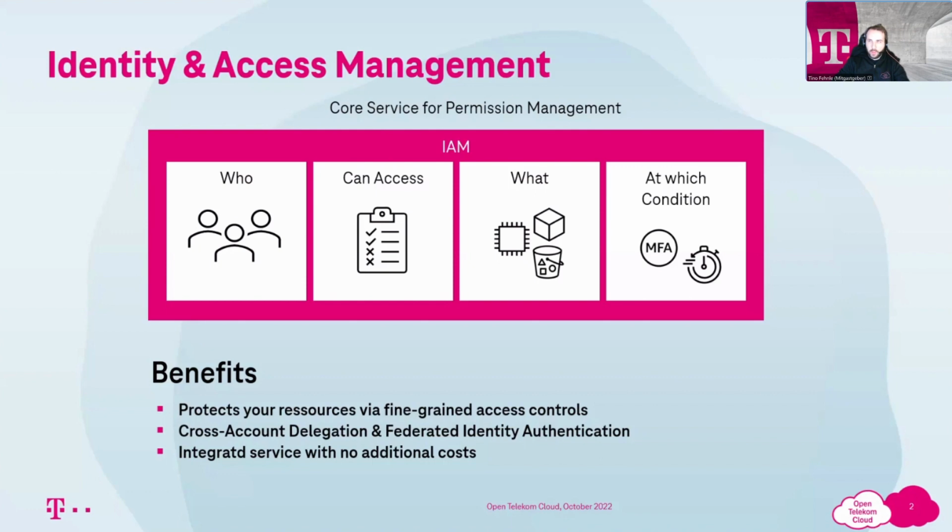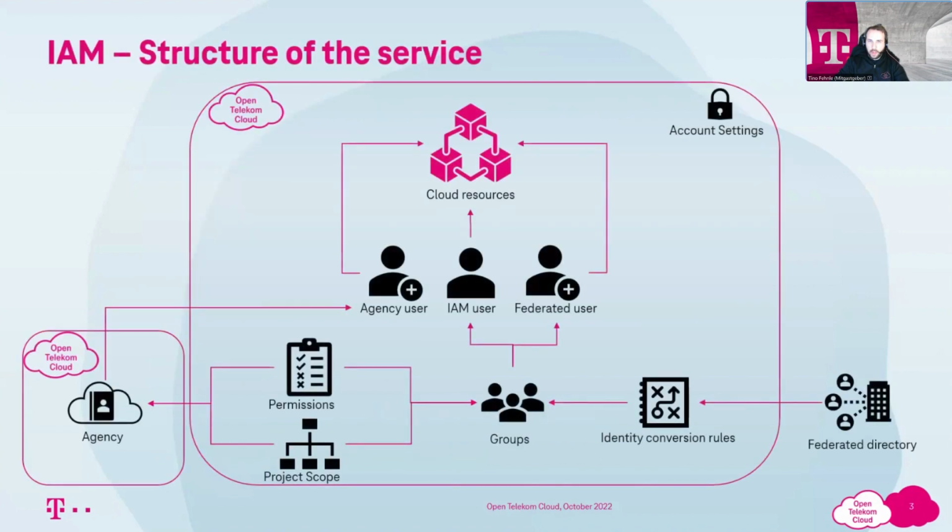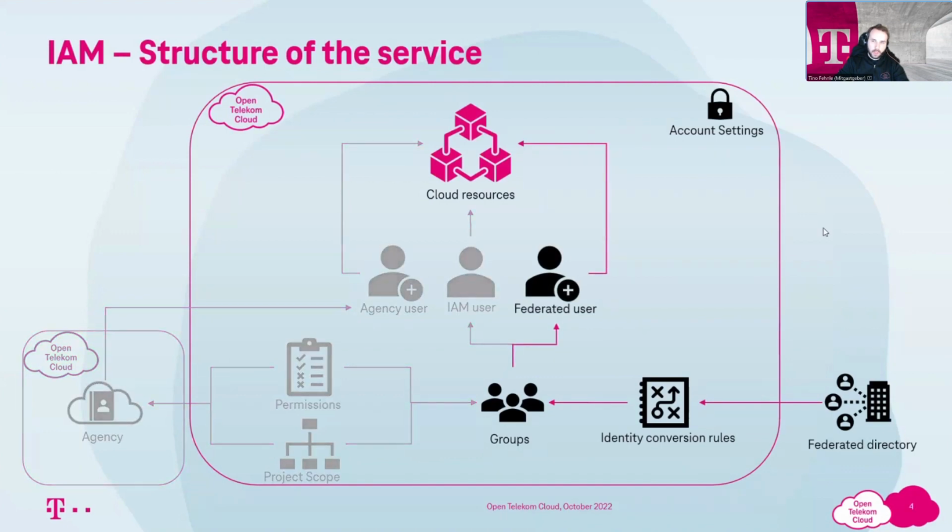But one important topic we are talking about is also federation, meaning trust relationship with other identity providers. So the service of IAM is structured as shown. Basically, we have multiple types of users who could come from a different tenant, are created inside IAM, or are coming from a different directory. That is what we are focusing on now. That's the federated directory, which you see on the right, which you can add to IAM to use other identities as identity provider to use cloud resources inside the Open Telecom Cloud.